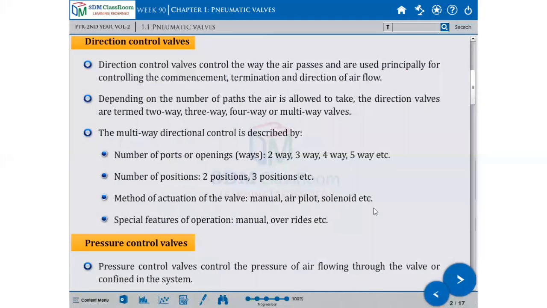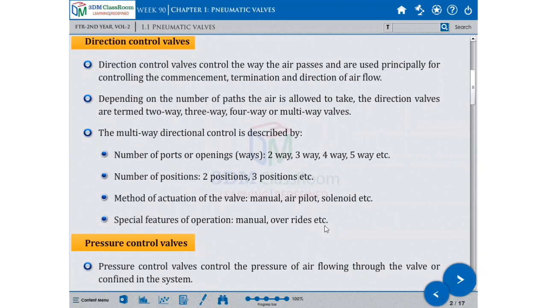यहाँ तो already solve हुआ है. How to operate? Special feature of operation manual or override, etc. 5/2 means there are 5 ports, 2 positions. 5/3 there are 3 positions. Third position will hold the middle position.